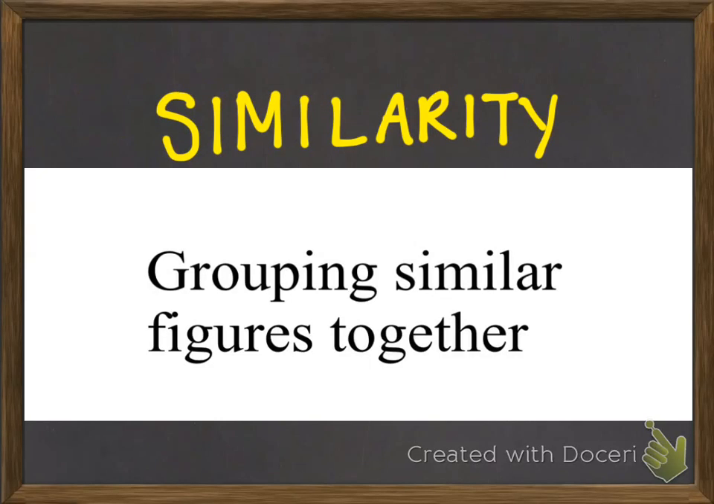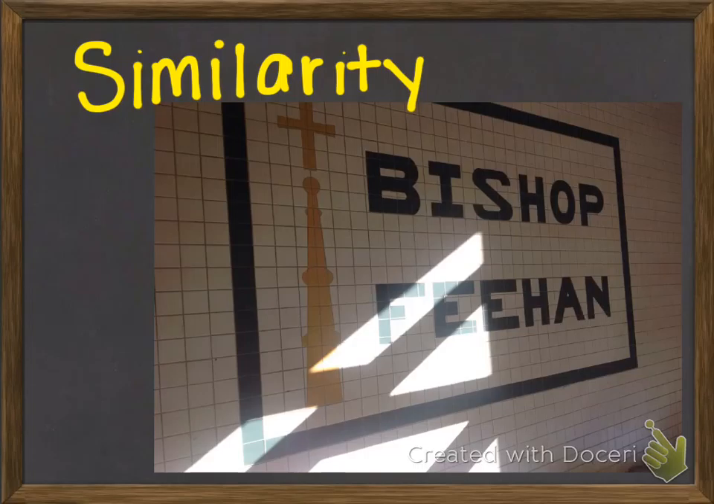Similarity is when we group similar figures together. This picture demonstrates similarity because we perceive a cross, a spire, and the words Bishop Fian because the tiles painted to create each of these elements are similar. For example, we group the yellow tiles together to perceive a spire and a cross because they look similar to each other and different from their surroundings because they are yellow.